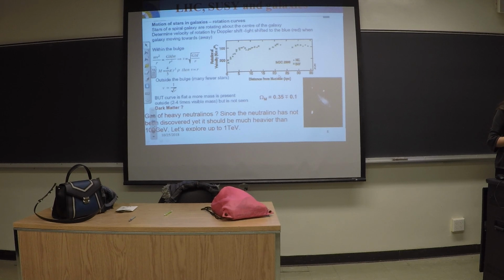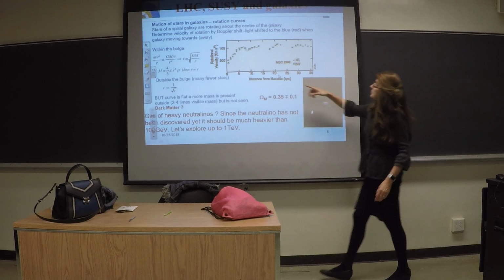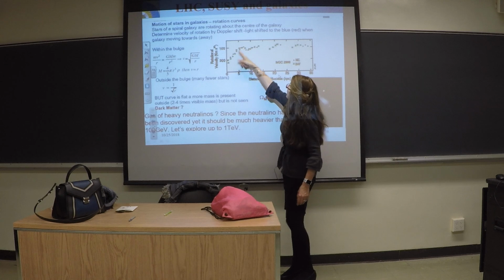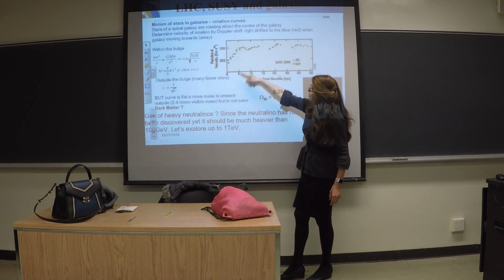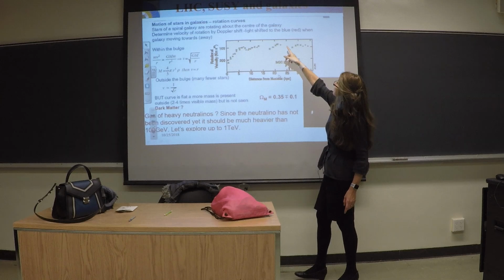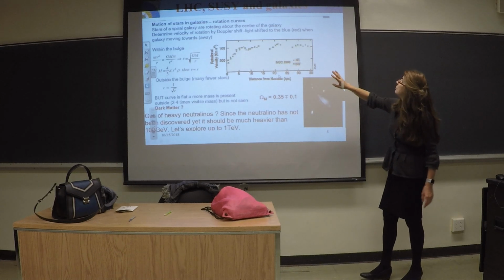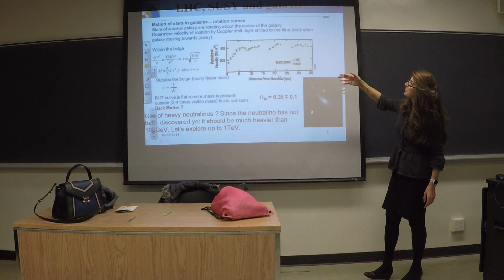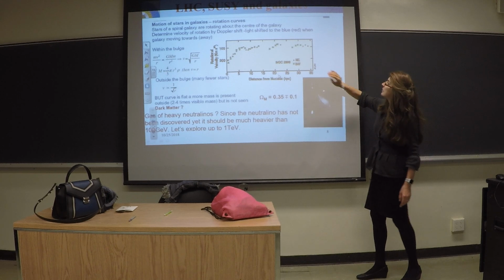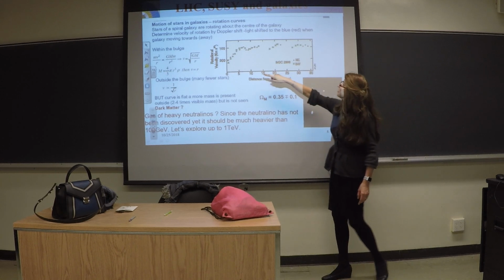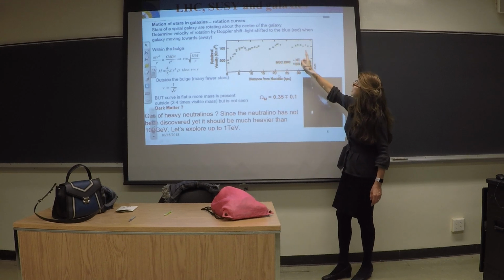In this picture, what you see is the motion of the stars in a galaxy, and you can look at the rotation curves. Here we have the rotational velocity versus the distance from the nucleus. We're talking about galaxies here. You measure this with Doppler shift: light is shifted to the blue when the galaxies are moving towards us, and shifted to the red when they're moving away from us. So you can measure the velocity of these galaxies.